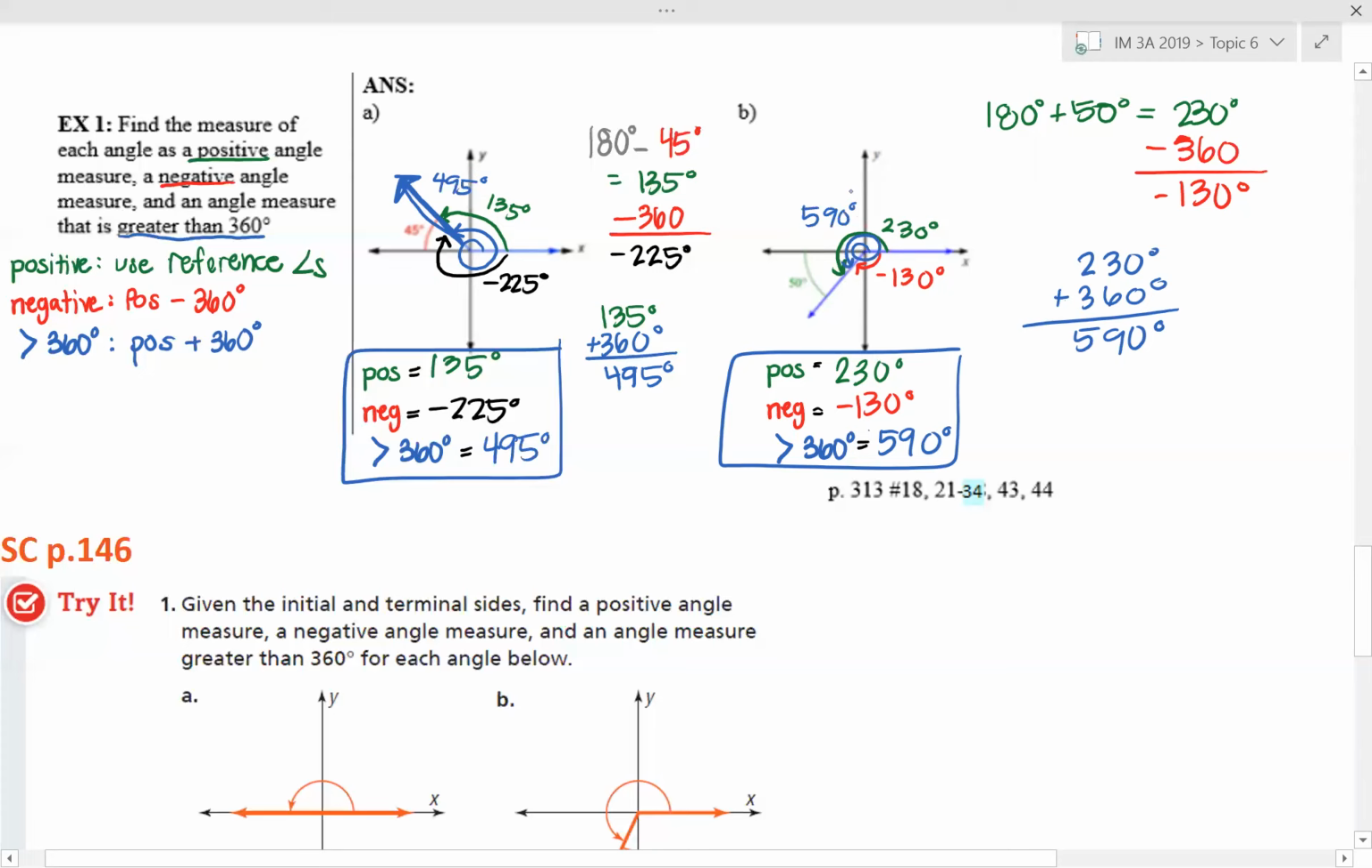Okay, so to find a positive angle, you're using your reference angle formulas from what we talked about in examples C and D. And then for the negative angle, once you find your positive, you're just subtracting 360 from that. And then for your positive coterminal, you're just adding 360 to make that angle more than 360. And that's finding coterminal angles.